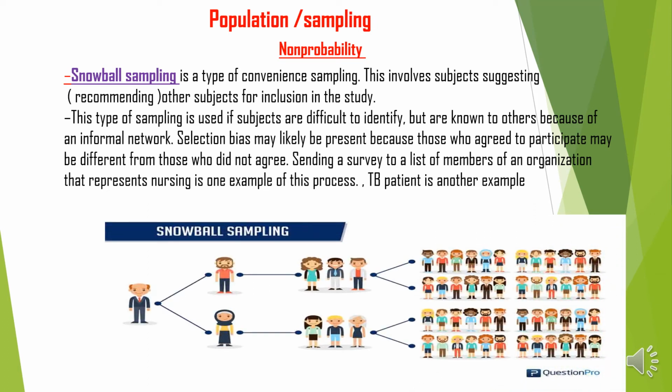And TB is the most important example here. Look at here. I reached this one. I asked him, he told me about 2. I go to the 2, I ask them, and every one of them gave me, for example, another 3, and so on until I reached a good idea about those type of people.